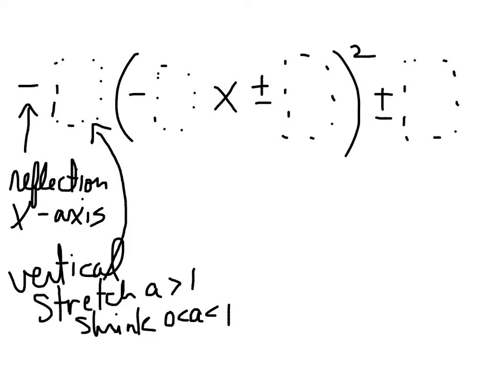Some people's graphs, they were saying it was a vertical stretch, and they were drawing the same one that was there. If it's supposed to be narrower, make it narrower. What does a negative on the inside do?